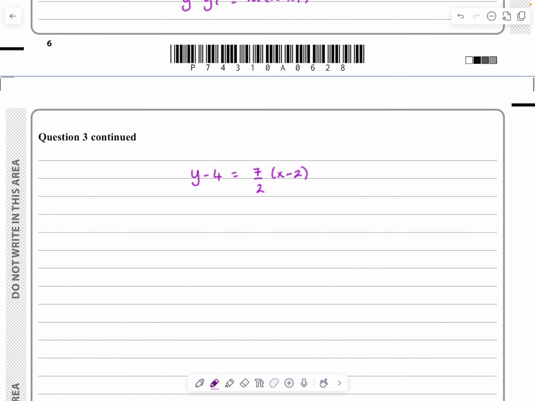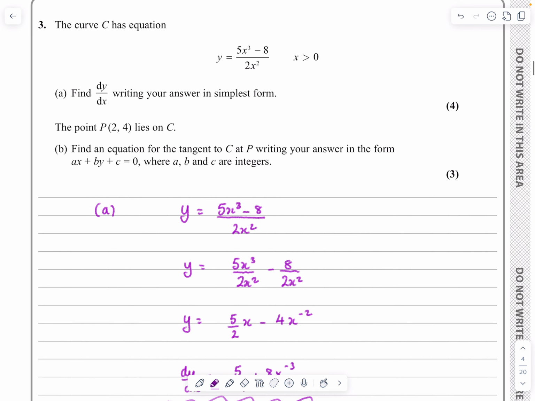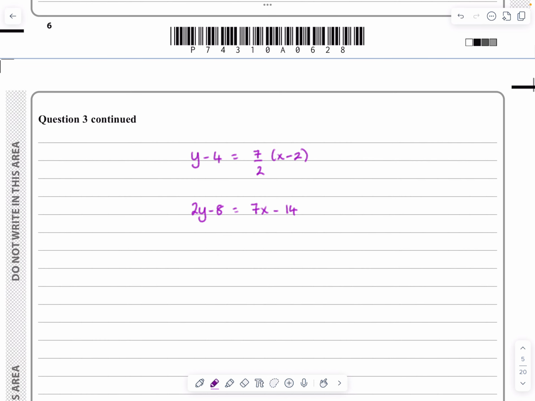Whenever I get a fraction here, we get it quite often, just multiply everything by the 2. I'm going to get 2y minus 8 equals 7x minus 14. And then at that stage, let's just go back and check what form they wanted it in. Did they specify? And they absolutely did. ax plus by plus c equals 0. I tend to make x always positive. So 7x minus 2y, and then that's minus 6 equals 0. These all have to be integers.